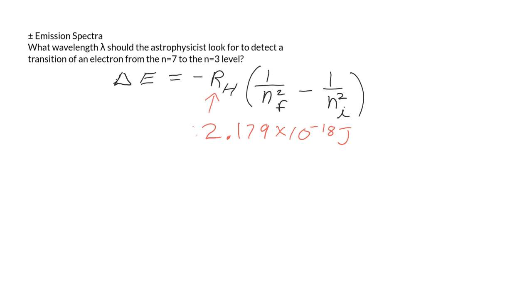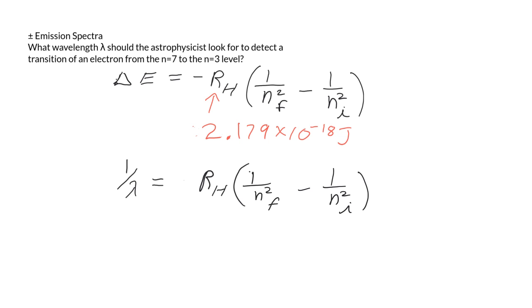The other version is the inverse wavelength, and that's an important thing that causes a lot of people trouble, that's not the wavelength, but the inverse wavelength is equal to the Rydberg constant, and here they forego that negative sign, and it's 1 over n squared final minus 1 over n squared initial.